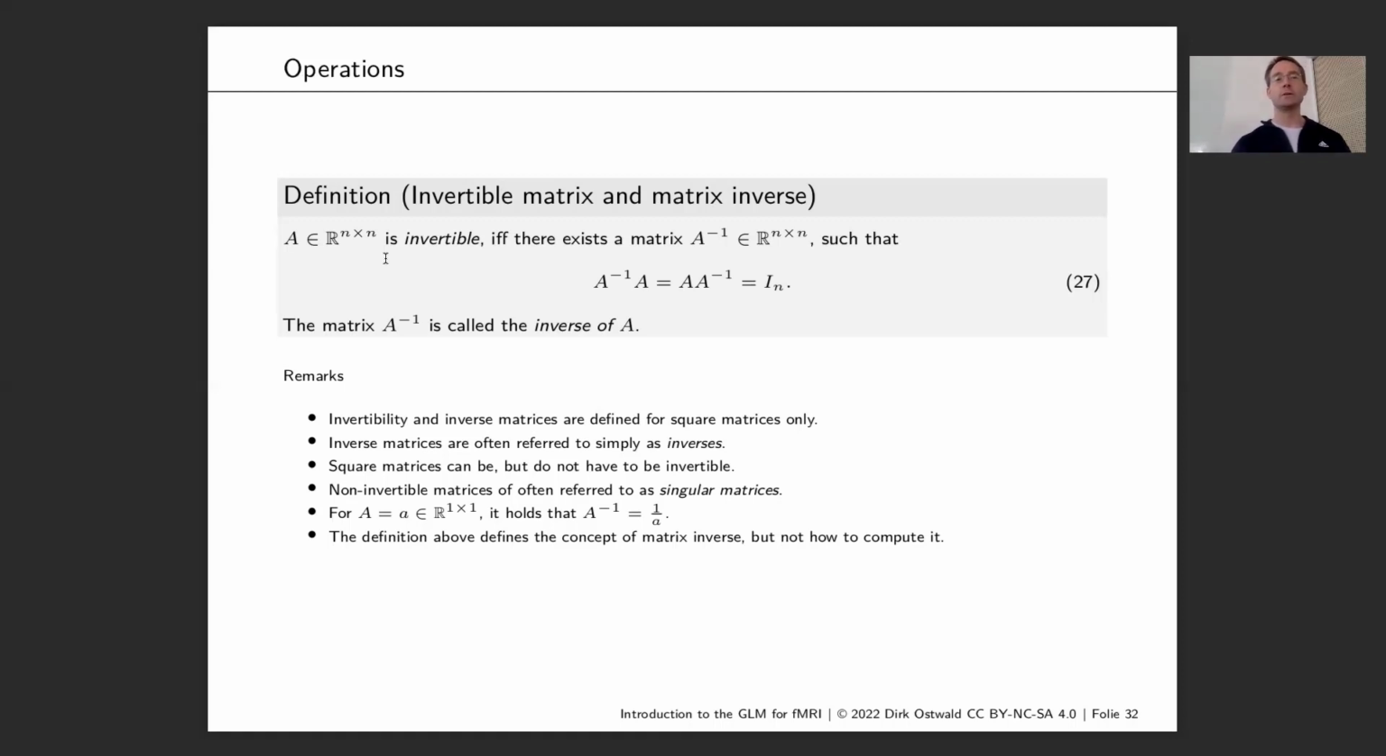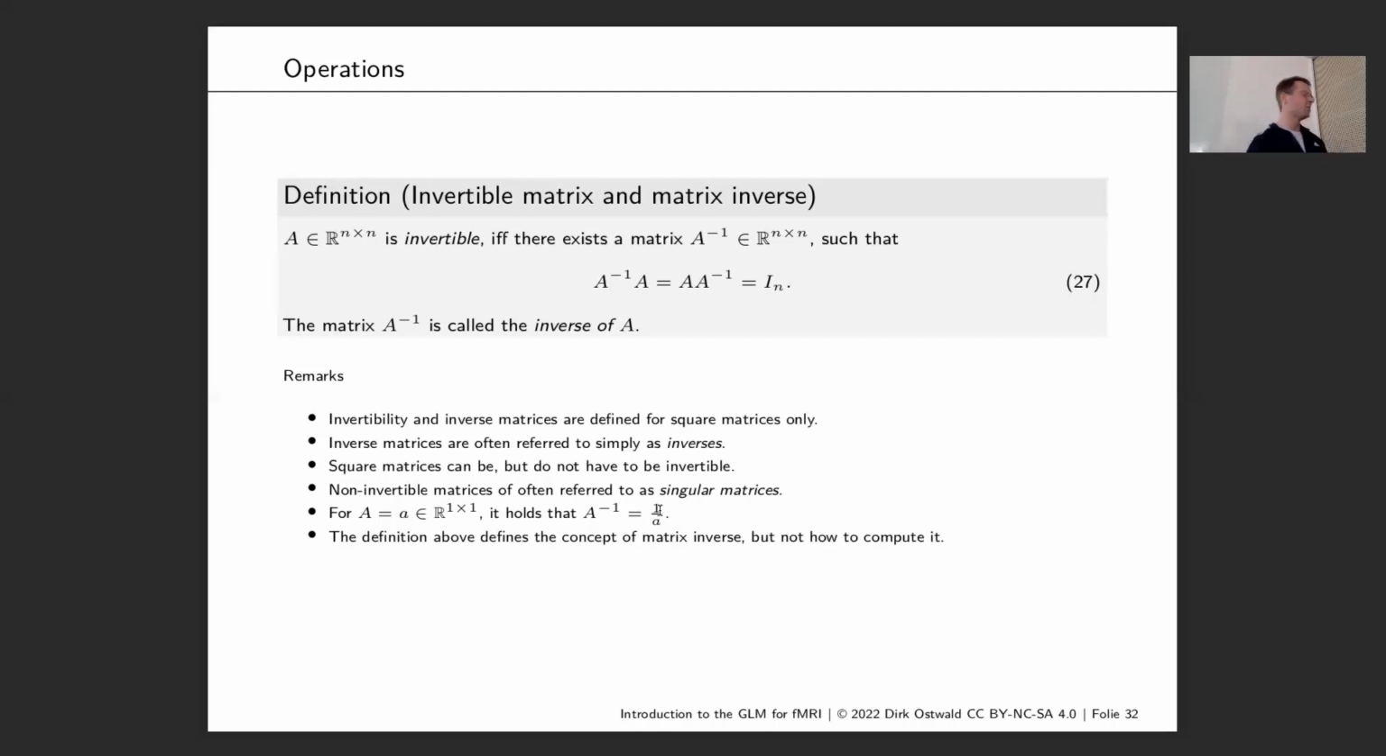Just as sometimes there are no solutions for systems of linear equations, a matrix can be invertible or not. It is called invertible if there exists a matrix A to the power of -1, which is also square, such that multiplying it with A gives you the identity matrix, whether you multiply from the left or from the right. And this A to the power of -1 is called the inverse of A. If you have a scalar, that is just 1 over a.